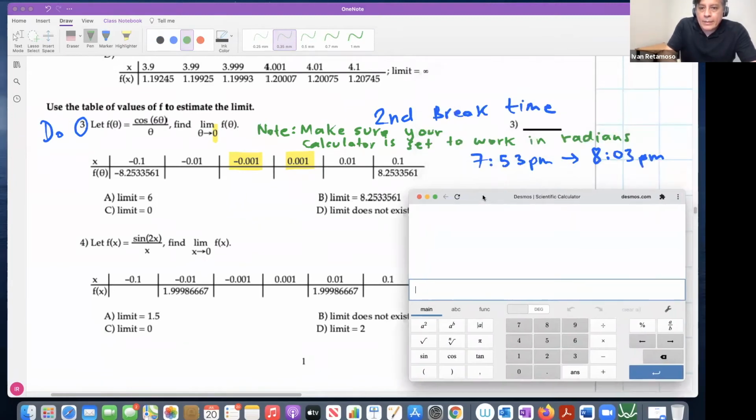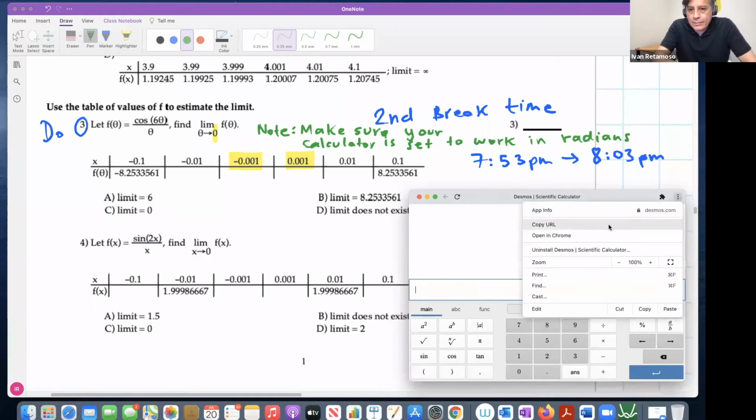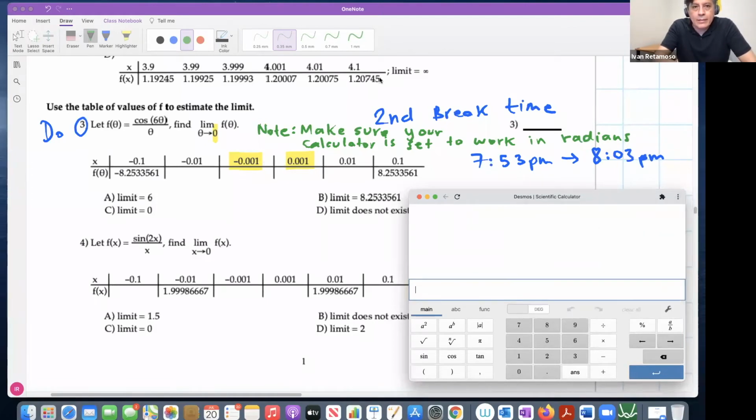I'm gonna use my scientific calculator. In case you were not here when I shared the link, here is the link again. Or just go to our website or to Blackboard, the link is there. This is the scientific calculator I'm gonna use, and you can use this also when you take your exam.